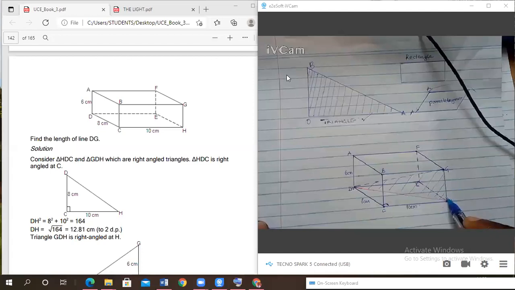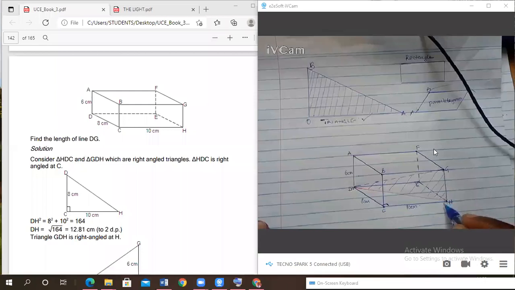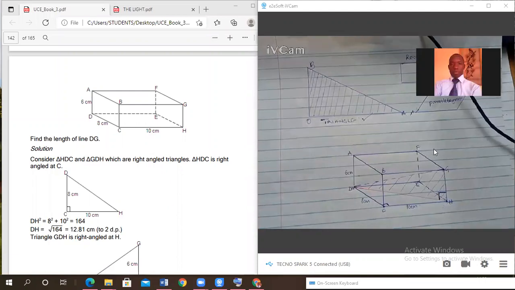So the angle at the corner of H, at this point here, between this red line and this line here, is 90 degrees. It's 90 degrees.